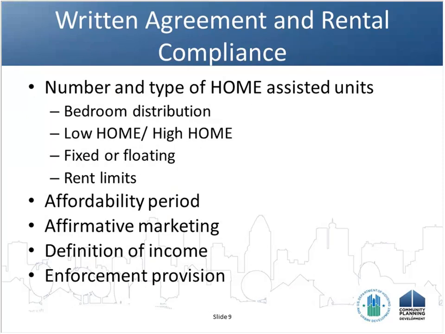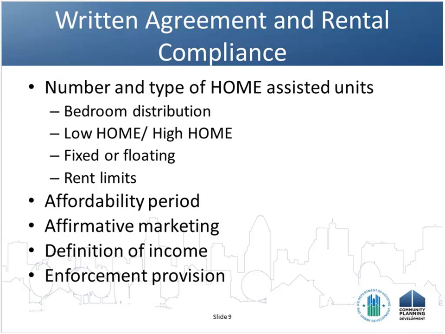So things that are included in that written agreement that are so critical for folks to be able to understand is the number and type of HOME-assisted units. So the PJ, in funding that project, is going to go through what we call a cost allocation process, and they're going to be defining not only the number of HOME-assisted units, but they'll also be breaking that out by bedroom size. In some cases, we might have that go a step further.